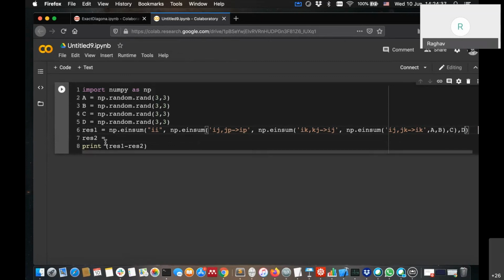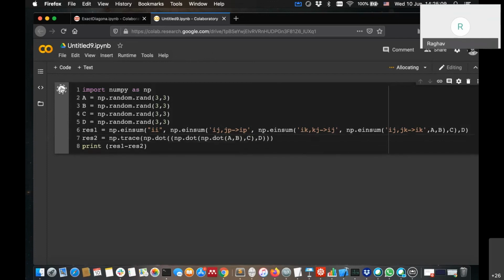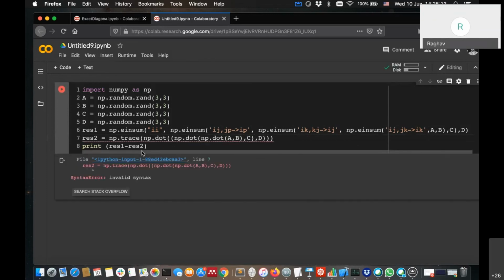Let me make sure it's all right. The second way is np.trace of np.dot, np.dot, np.dot. I think there will be some error. We'll fix that later on. Let's just see what it does. Res2 has some problem. Oh, there are two dots here. Okay, it should be fine.